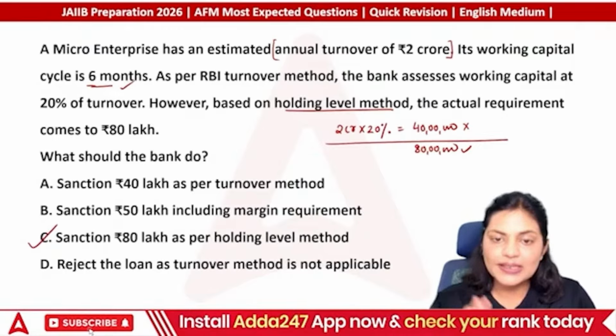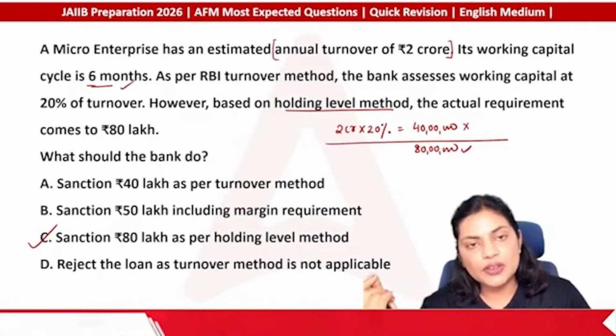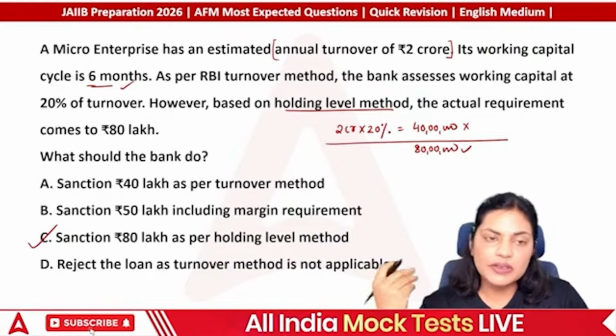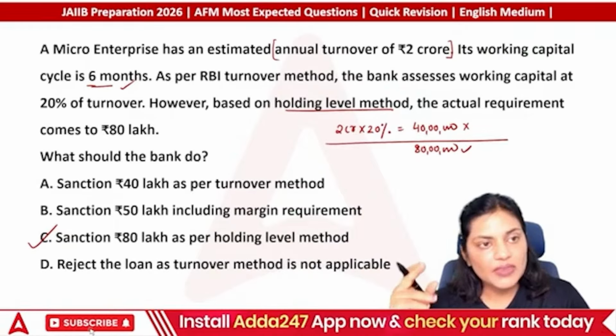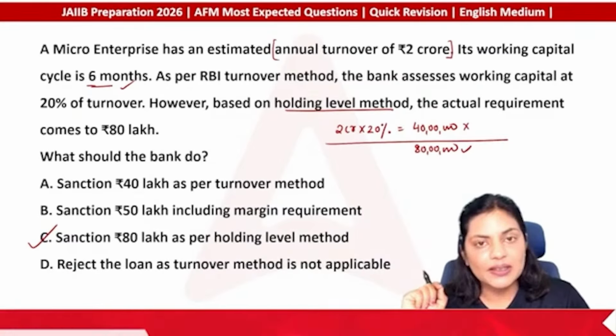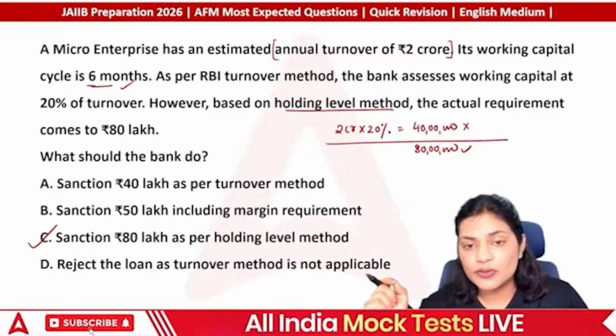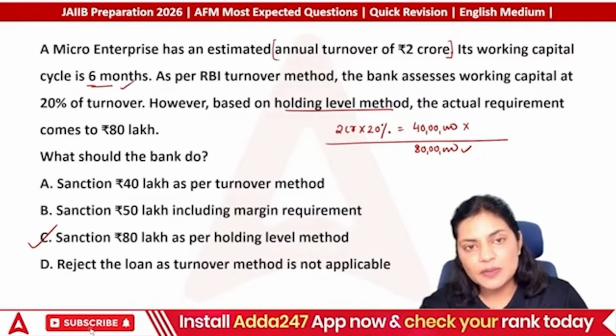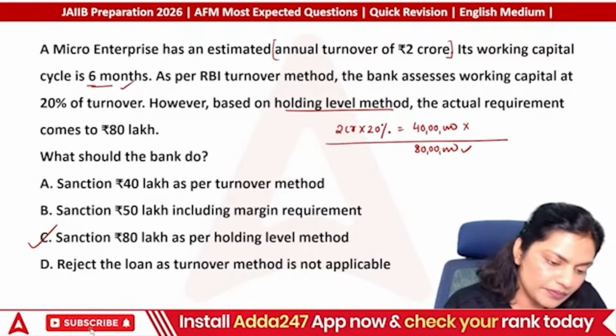Understood? So the operating cycle in the annual turnover method is presumed to be of 3 months, because it is 25%. 25% means 1/4, that means 4 divided by 12, a 3 month cycle. They assume a 3 month cycle, and as per that, they have told it as 25%. But here, because the working capital cycle is of 6 months, this limit would always come less.